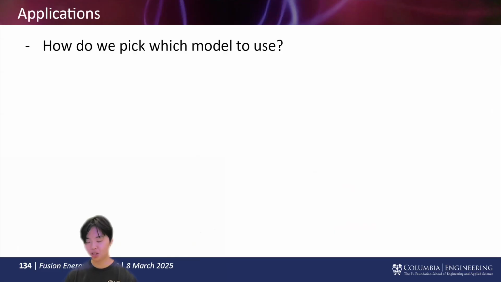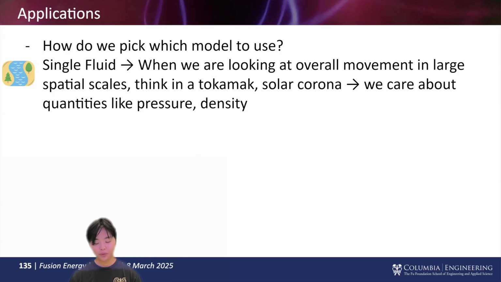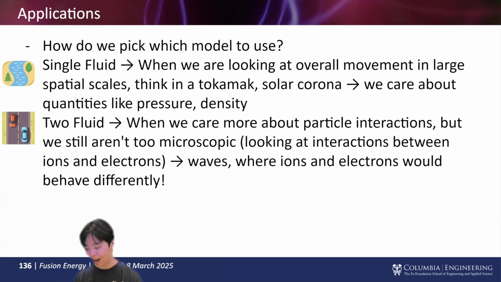So how do we pick which model to use? There's three main models in plasma physics. Which one is best for my situation, right? When I want something simple, when I'm looking at overall movement at large spatial scales, like in a tokamak or a solar corona, and you care about quantities like pressure or density, those don't need a model that is high fidelity. So you can use a simple model like single fluid. If you want to care more about particle interactions, the interactions between electrons and ions, but we aren't too microscopic, right? Things like waves or where ions and electrons would behave differently. In this case, we would use the two fluid model.